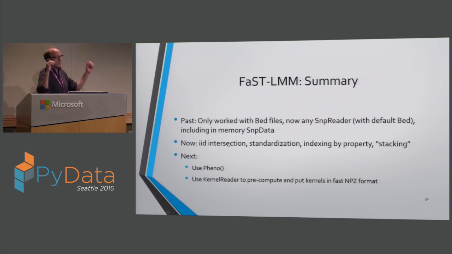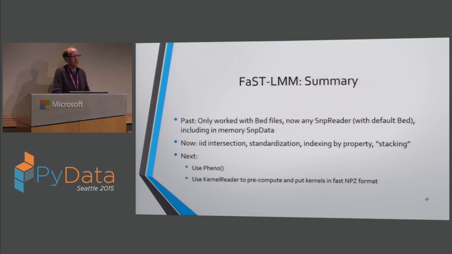Internally, we do that IID intersection, that case intersection. We do standardization. We do indexing by property. We stack things. We use all the features that we saw demonstrated. I have a version, but it's not public yet, that uses the phenotype reader. So that makes it easy to swap dependent and independent data instead of assuming that one is always associated with a particular file format.